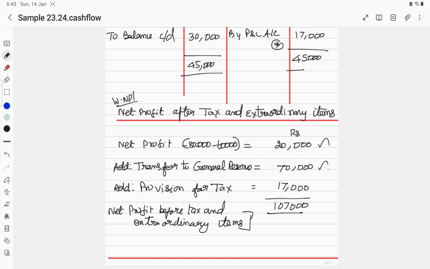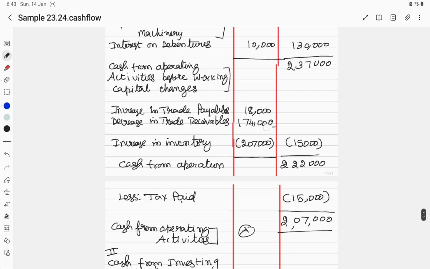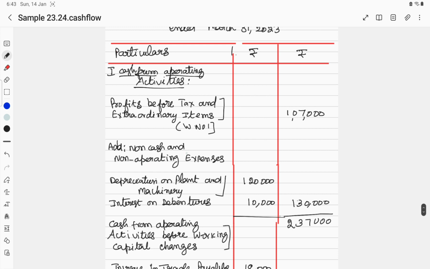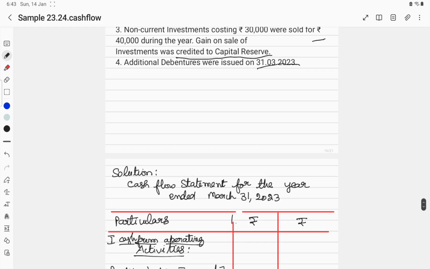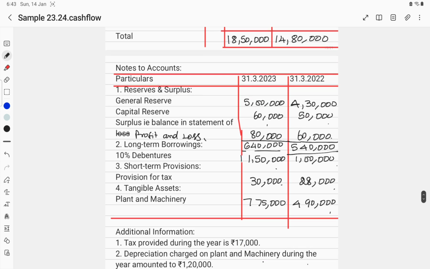Add transfer to general reserve 70,000. Add provision for tax 17,000. Totally net profit before tax and extraordinary items is 1,07,000. Then add non-cash and non-operating expenses. Here depreciation on plant and machinery is 1,20,000, already given. Interest on debentures 10,000.